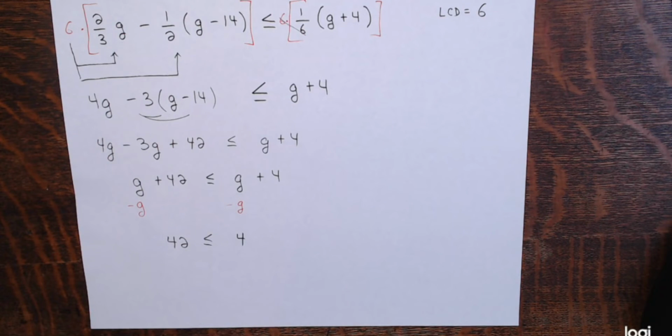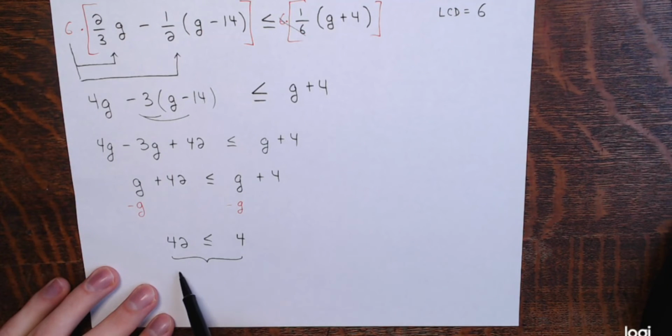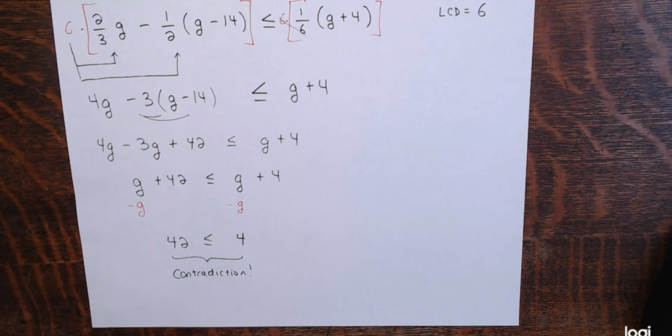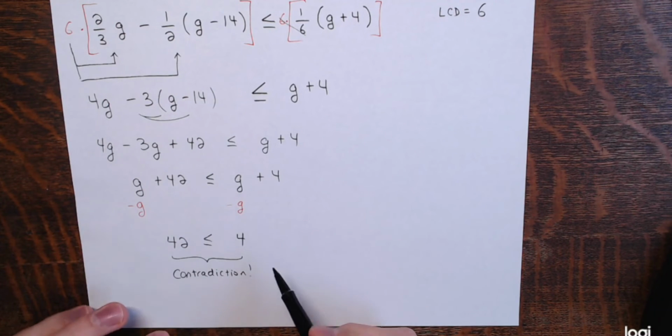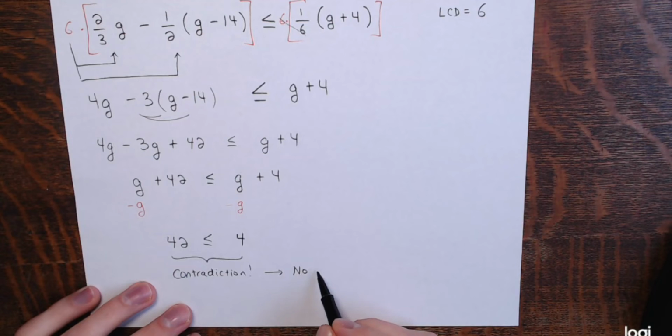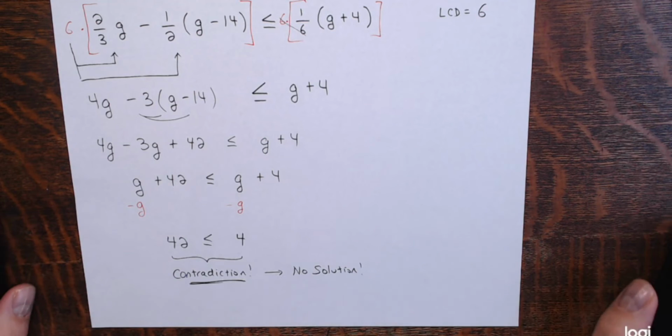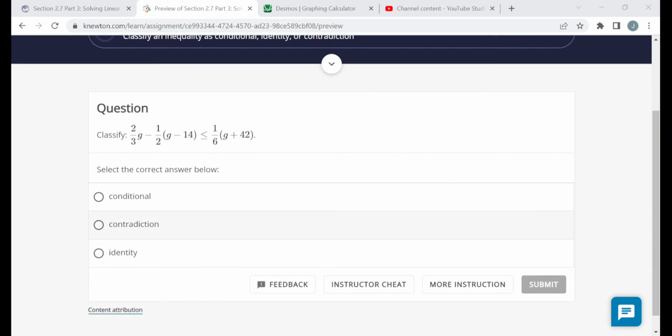This is clearly false. This is a contradiction. 42 is not less than 4, it's not equal to 4. So this statement is false no matter what I plug in for g. You could plug in any real number at all, and this would be a false statement. Contradiction, meaning the inequality has no solution whatsoever. But this is all we're asked to say, that it's a contradiction, I've noticed after trying to solve it.